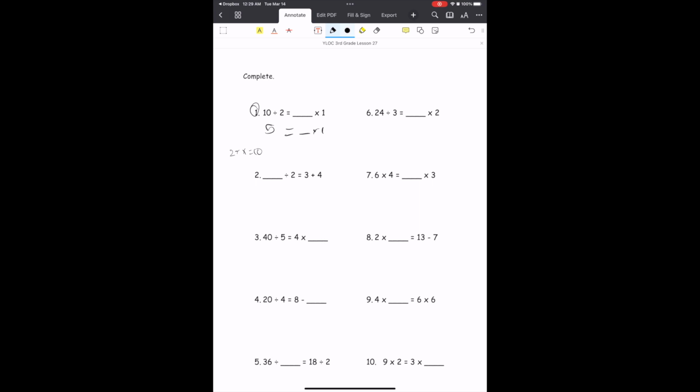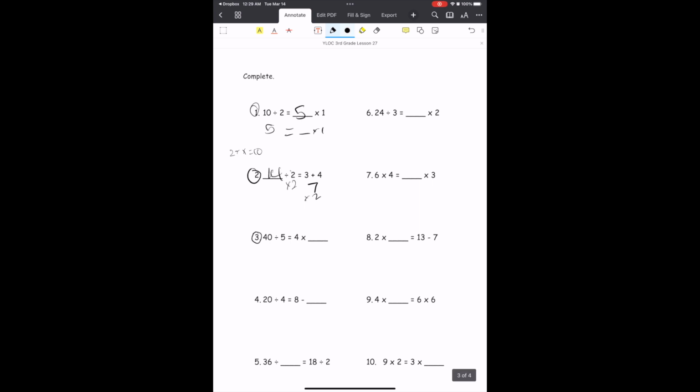2, blank divided by 2 is equal to 3 plus 4. Well, we know 3 plus 4 is equal to 7. And then a way we could do this is just multiply 2 by both sides to cancel out the division, and you should get 14. So number 2 should be 14 divided by 2.